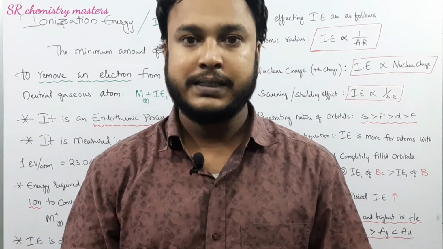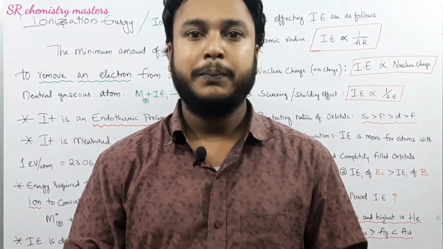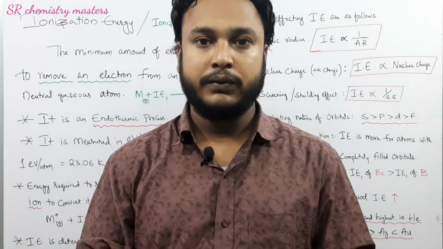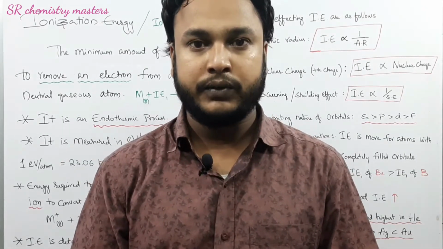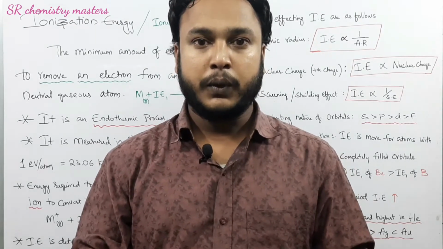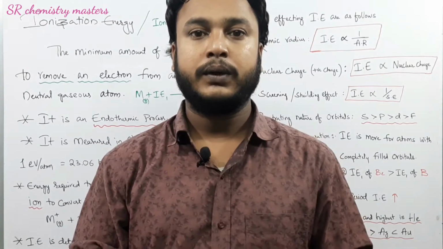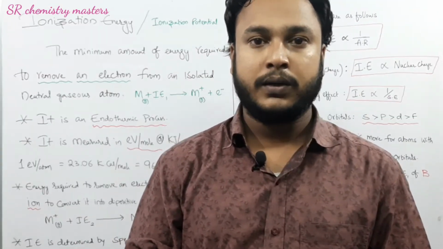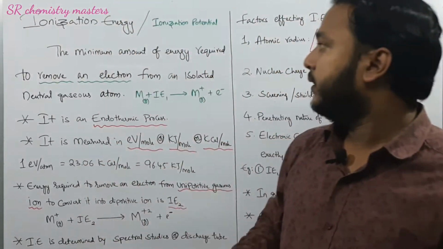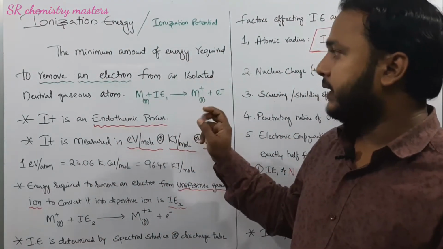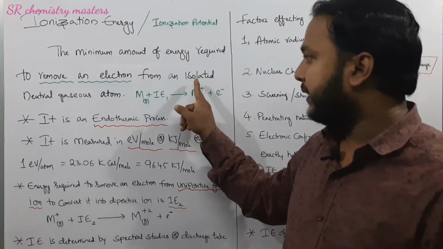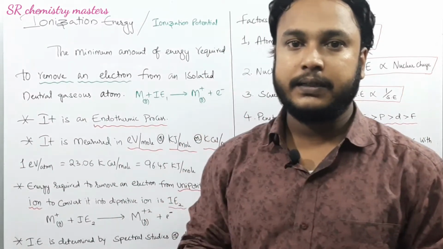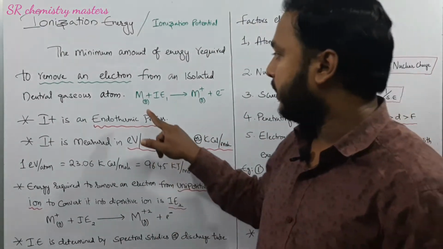Suppose if we require something, we go to the market and purchase the thing by paying the price. In a similar way, when we require the electron from the atom, in order to remove the electron from the atom, we are going to provide energy to the atom, which is known as ionization energy or ionization potential. The condition is that the atom should be isolated, neutral, and in gaseous state.